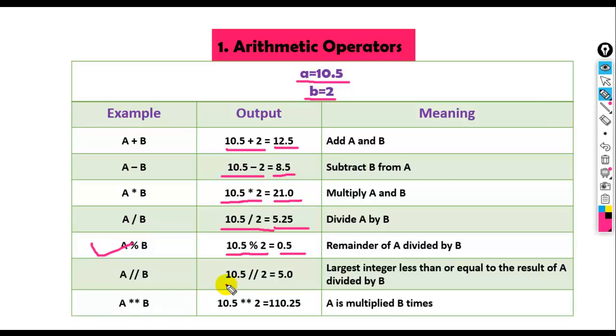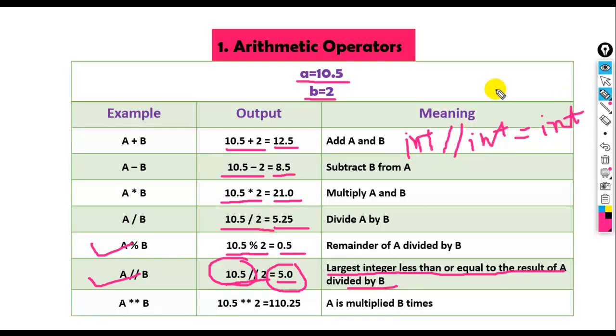So here you can see 10.5 floor division 2. Output is 5.0, which is floating point value, which is largest integer less than or equal to the result of a divided by b. So here I have taken this example just to show you we can operate floor division on floating point value as well. So please remember, in floor division, if both values are of integer type, then output is integer type. In floor division, if one of the values is of float type, it can be here or here as well, then output is float type. Please remember this for floor division that you can see over here.